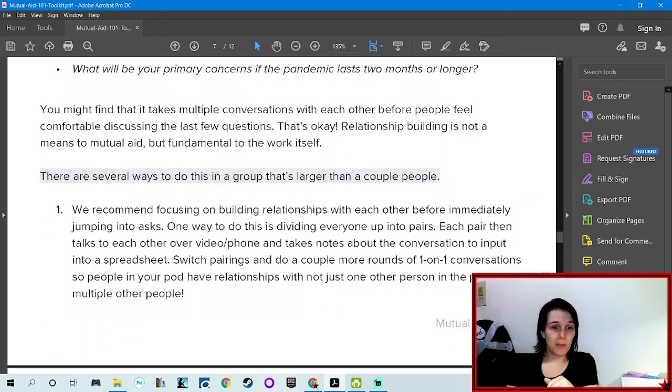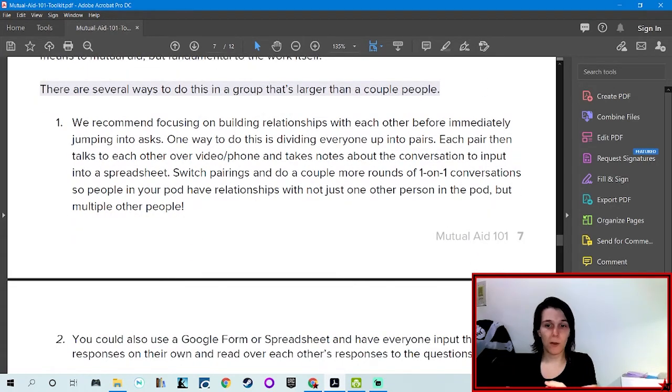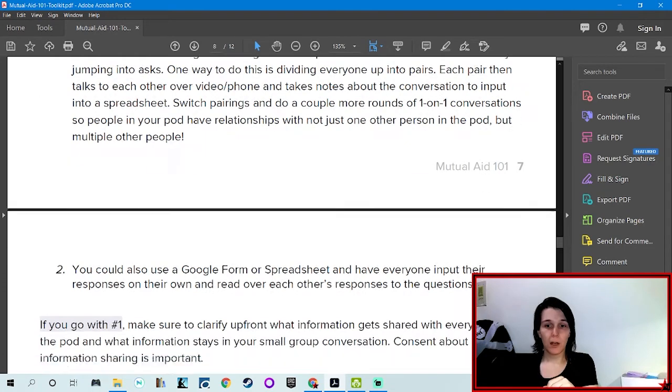And you might find that it takes multiple conversations, and it might take multiple one-on-one conversations where you switch pairings with each other in order to start this out. One way to do that is you can actually set up a list where people will split up and divide into pairs, and you keep an input sheet so that everybody has time to spend a little bit of time getting to know each other in a one-on-one situation.